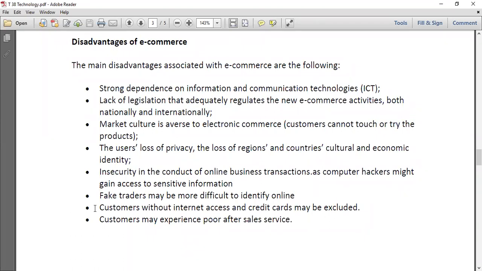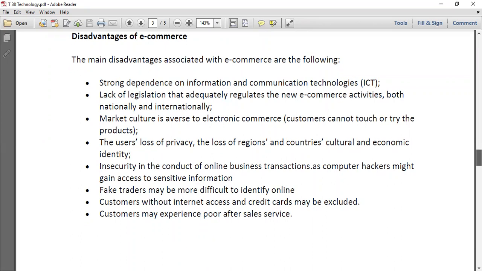And customers may experience poor after-sales service. That's another thing, because unlike the traditional service business, in the online business there is a distance between the retailer and the customer. So even if you're unsatisfied with the product, there are problems returning the goods, and when commenting on the product, sometimes customer service, after-sales service, is very poor. These are the things that you should know, basically the good and bad sides of e-commerce.